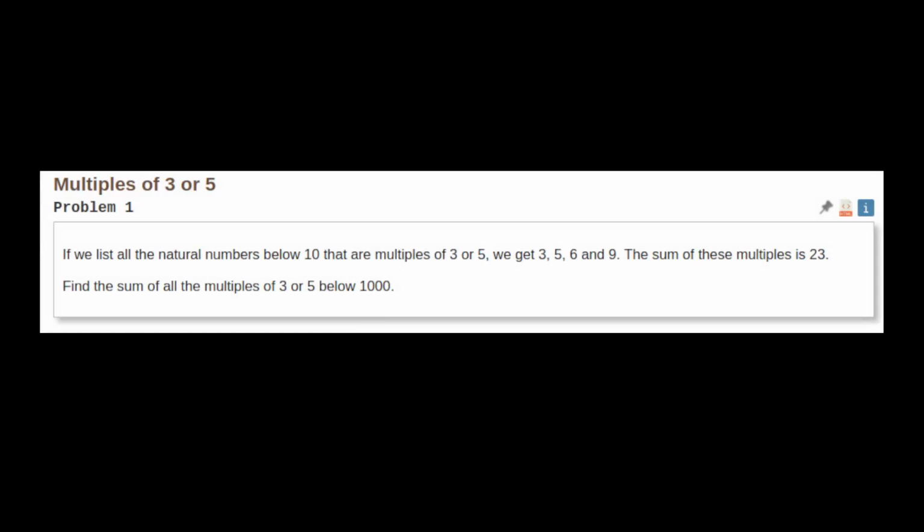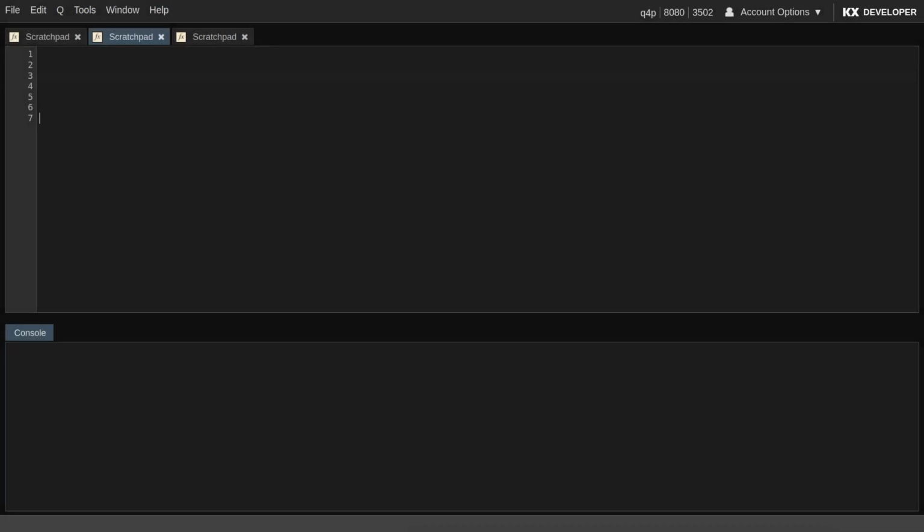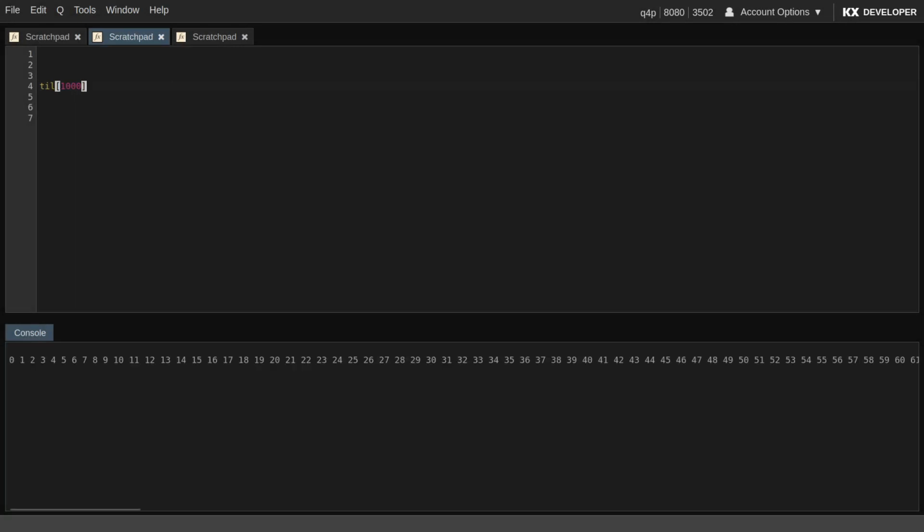Today we'll be looking at problem 1 from the Project Euler problem set, which wants us to find the sum of all the multiples of 3 or 5 below 1000. So to start off, we can use the till keyword along with the argument of 1000 to create a list of all the numbers from 0 to 999, so it doesn't actually include 1000.